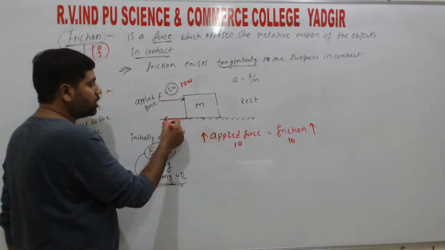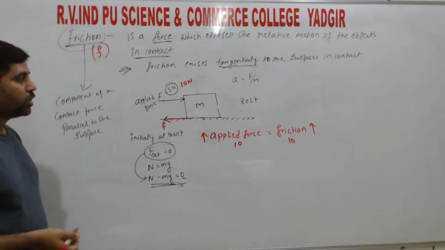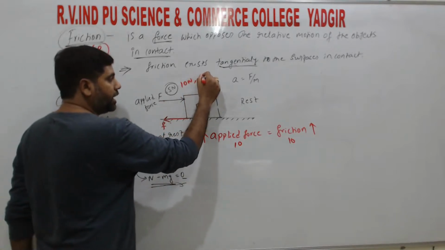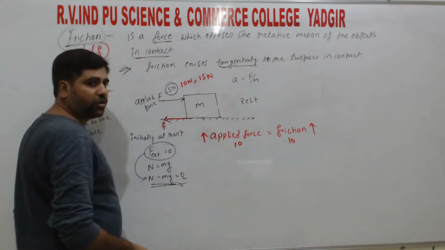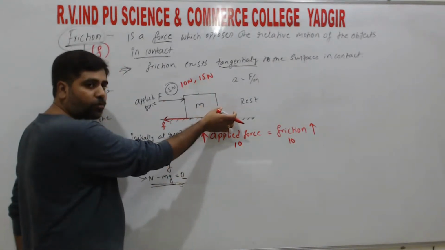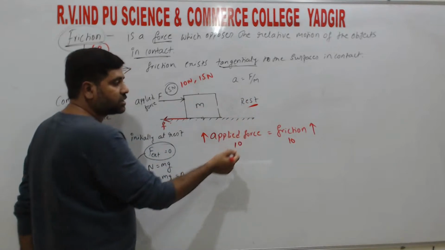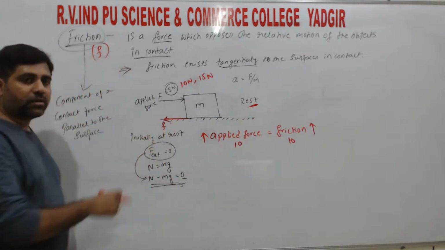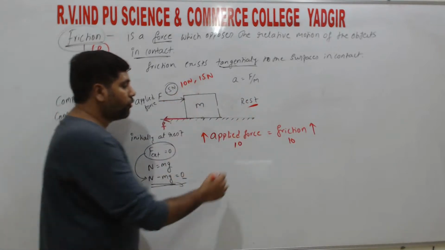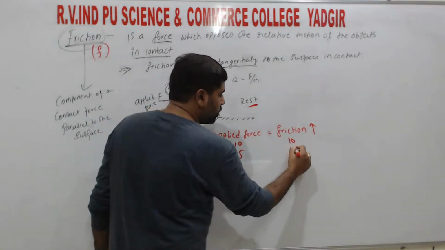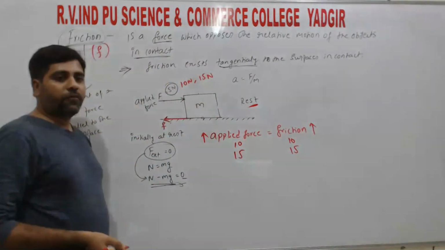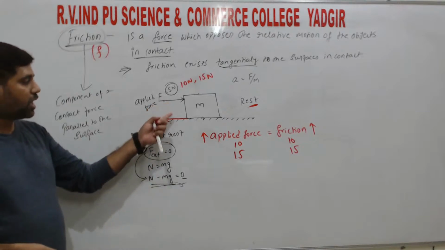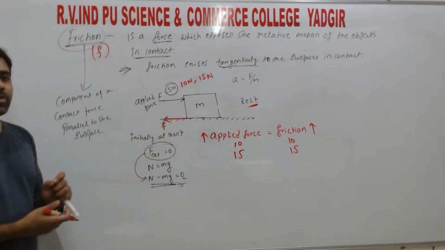That is equal and opposite, right? So next, I will increase this force to some 15 Newton. Again the object is not moving. That means the object is at rest. So again there is a friction, and that value is equal to 15 Newton. So if we apply 15 Newton, again we are getting the friction of 15 Newton. That is equal and opposite, right?